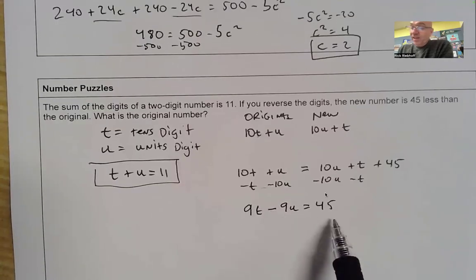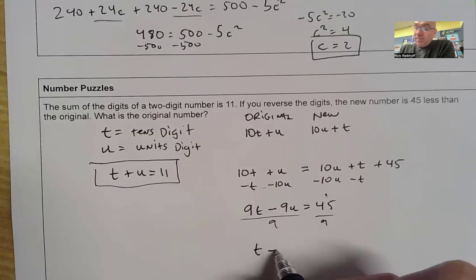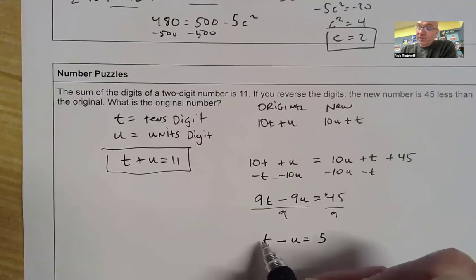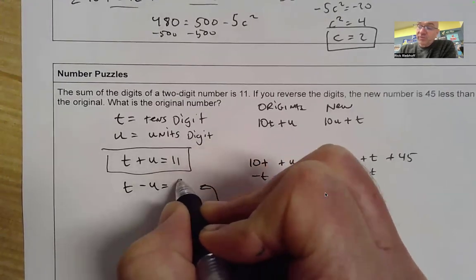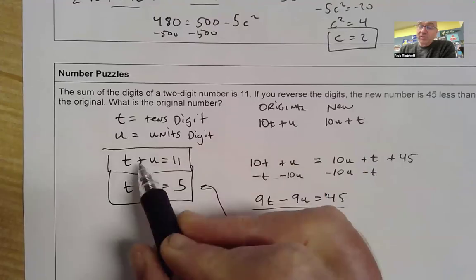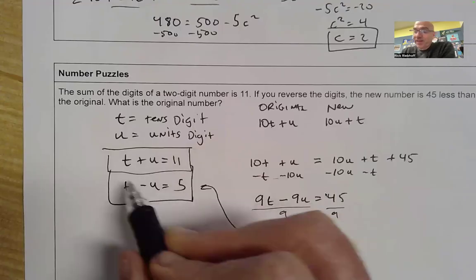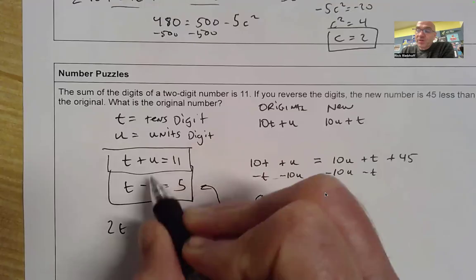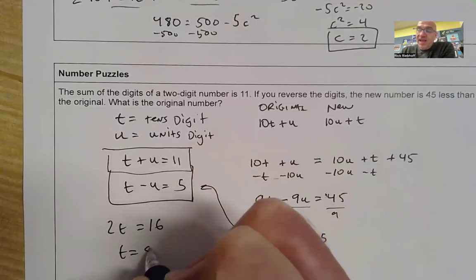I notice everything here is divisible by 9. So what if I do that? T minus u equals 5. All right, so that's my other equation. Let's put it up here. T minus u equals 5. Are you having any vibes with these two? Are you feeling a little like elimination? Yes, 2t, the u's cancel out, equals 16. So t must be 8.